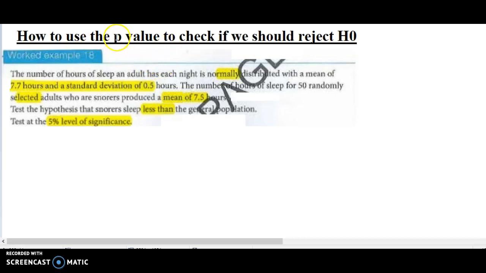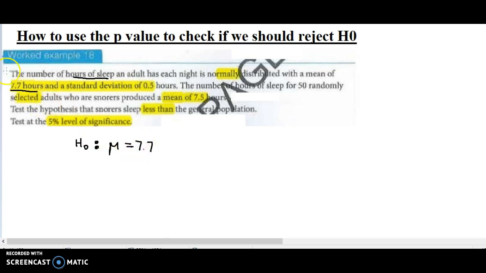Okay, how do we use the p-value to check if we should reject the null hypothesis? The null hypothesis, we need to set it up first before we find out any value. So the null hypothesis is just someone claims something. In this case, someone said the hours of sleep of an adult is normally a mean of 7.7 hours. So I can use this as my first hypothesis. Null hypothesis is the mean is equal to 7.7.